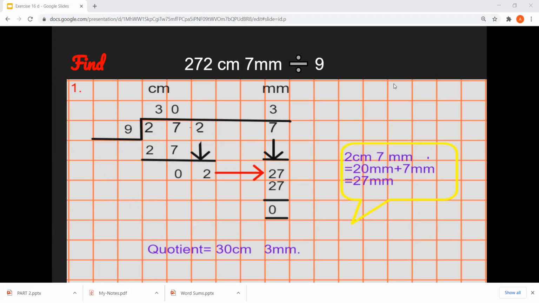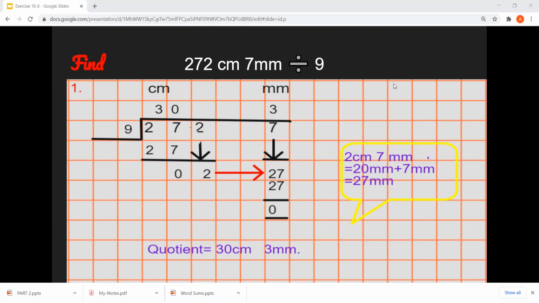If there is a remainder in the first step, we convert it to the smaller unit and add it to the number of the next step. So I'll explain it with the help of a few examples. Our first example is: find 272 centimeter 7 millimeter divided by 9.